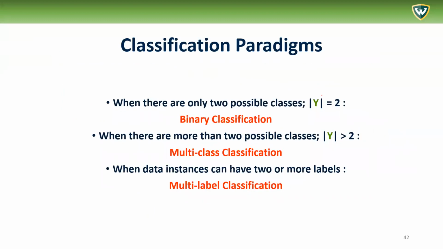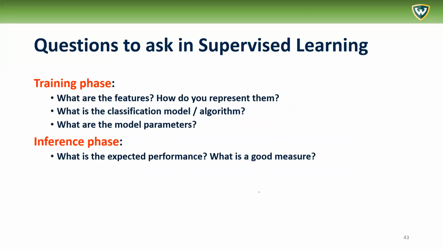So, some classification paradigms. When there are only 2 possible classes, we have a binary classification. When there are more than 2 possible classes, we have a multi-class classification. And when data instances can have 2 or more labels, we have multi-label classification. In general, some questions to ask in supervised learning are, during the training phase, what are the features that are going to be fed into the model?